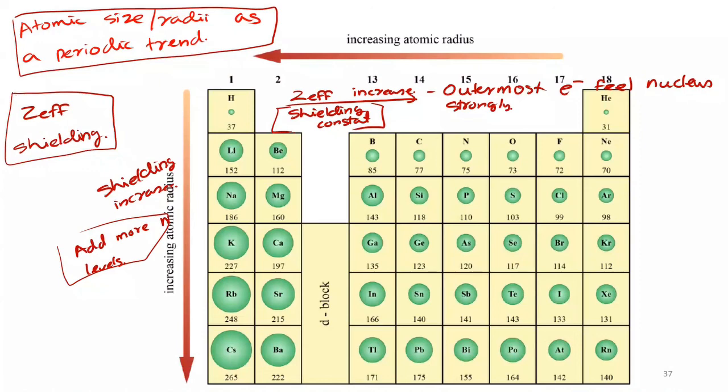So don't try to blindly memorize the trends. You are required to know these trends in the periodic table, but rather than memorizing, try to understand. The driving force is ZEF and shielding. Because of the ZEF and shielding, you saw this trend in the atomic size.